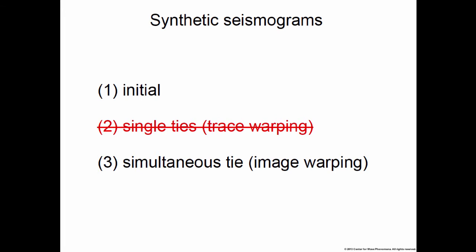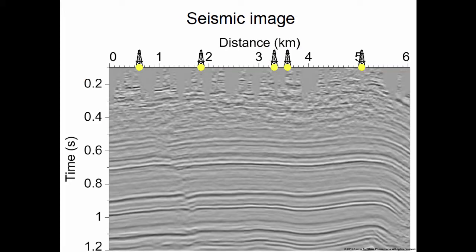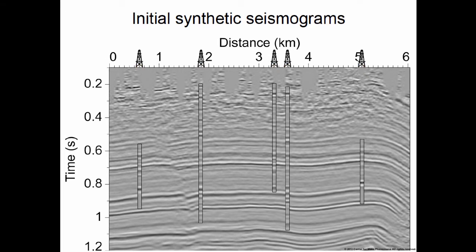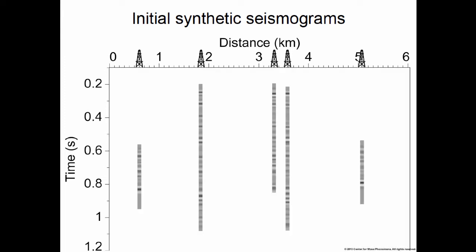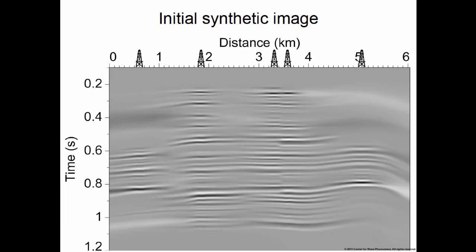So now if we try to redo this workflow, excluding the second step, we have our seismic image. We compute the initial synthetic seismograms just like we did before, but now instead of tying them individually, we take these initial synthetic seismograms and, using the same structure tensor field, we interpolate them to create an initial synthetic image. And so now you might notice that these reflectors aren't really as continuous as they looked before.